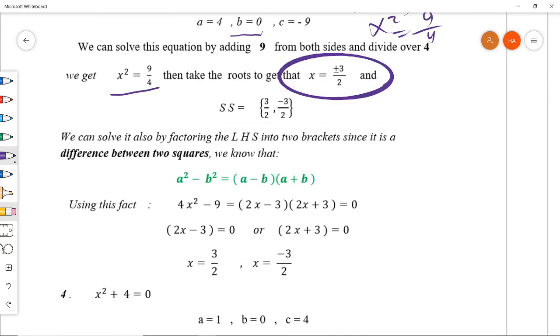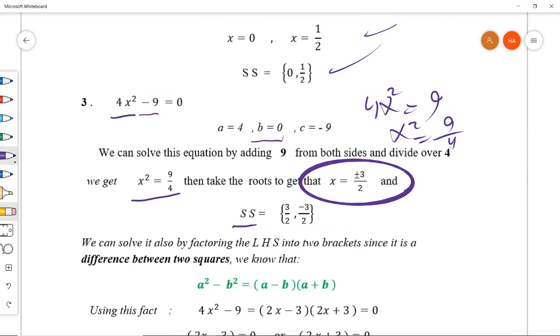نكتبهم as SS here solution set. Solution set is there are two solutions for this equation. This equation has two solutions.